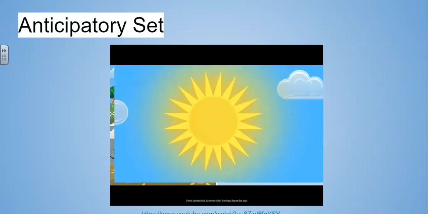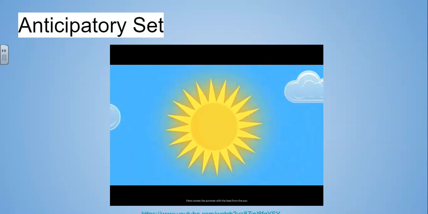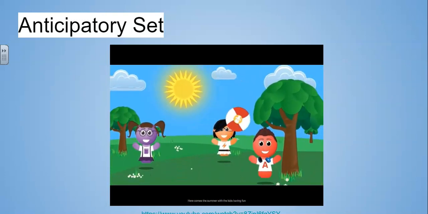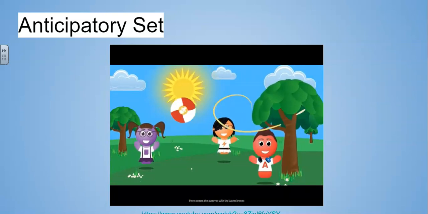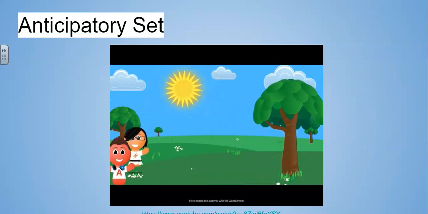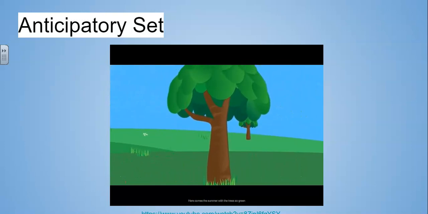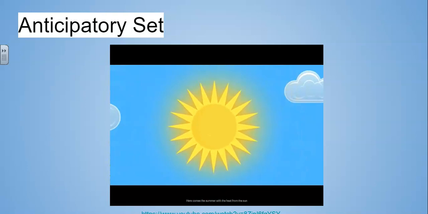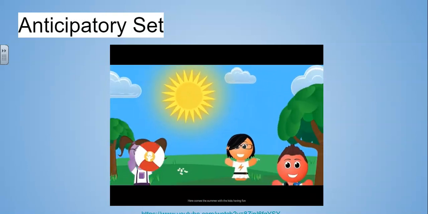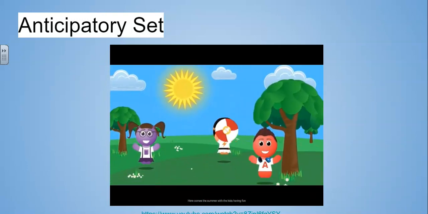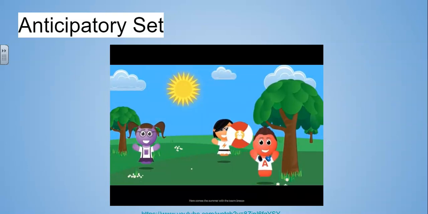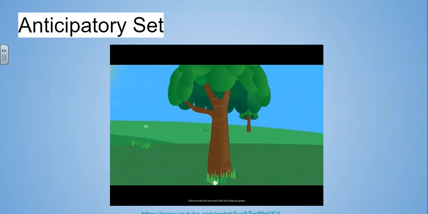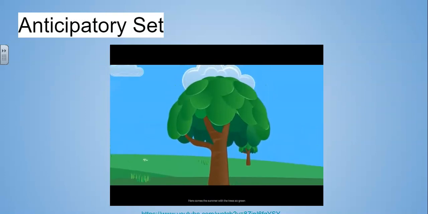Seasons of the year. Here comes the summer with the heat from the sun. Here comes the summer with the kids having fun. Here comes the summer with the warm breeze. Here comes the summer with the trees so green. Here comes the summer with the heat from the sun. Here comes the summer with the kids having fun. Here comes the summer with the warm breeze. Here comes the summer with the trees so green.